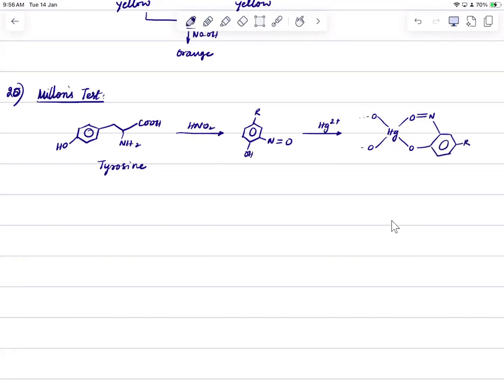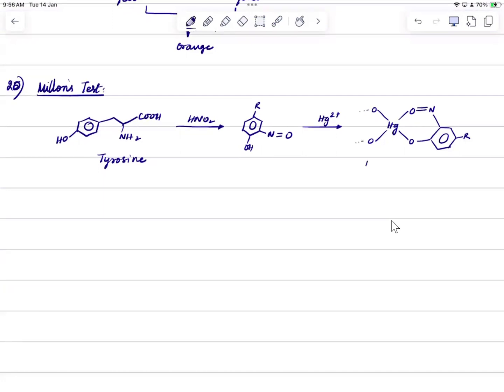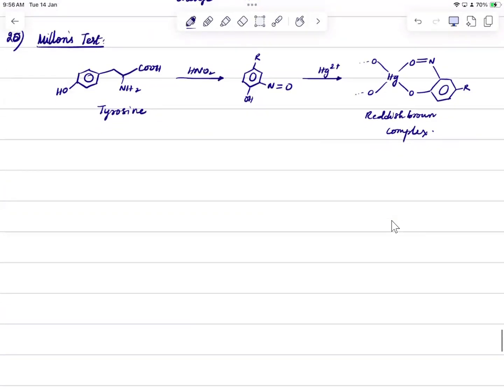Same logic here also. Correct. So this is a reddish brown complex. Reddish brown complex. Okay.